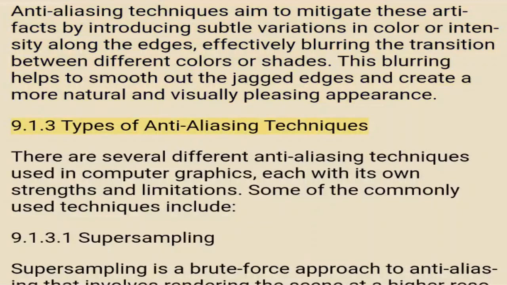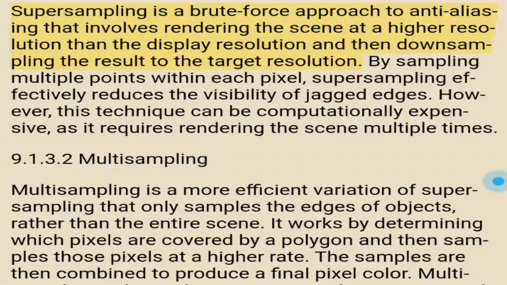9.1.3 Types of anti-aliasing techniques. There are several different anti-aliasing techniques used in computer graphics, each with its own strengths and limitations. Some of the commonly used techniques include 9.1.3.1 Supersampling. Supersampling is a brute force approach to anti-aliasing that involves rendering the scene at a higher resolution than the display resolution and then downsampling the result to the target resolution. By sampling multiple points within each pixel, supersampling effectively reduces the visibility of jagged edges. However, this technique can be computationally expensive, as it requires rendering the scene multiple times.